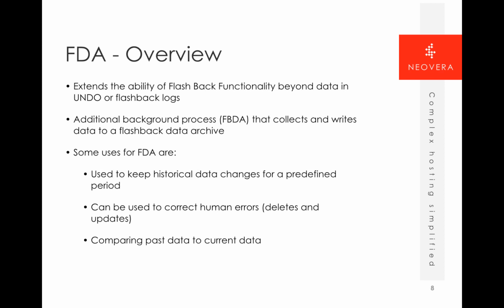You can use it to correct human errors. So if somebody accidentally does an update or delete and you need to get that back. There are some other ways of doing it with Flashback functionality for transactions, but typically what we're going to discuss today is how you use that history to rebuild some of that data from a human error, and also from comparing past data to current data.